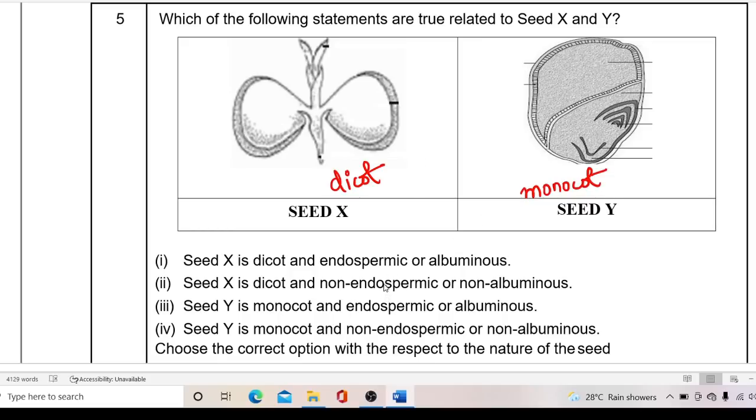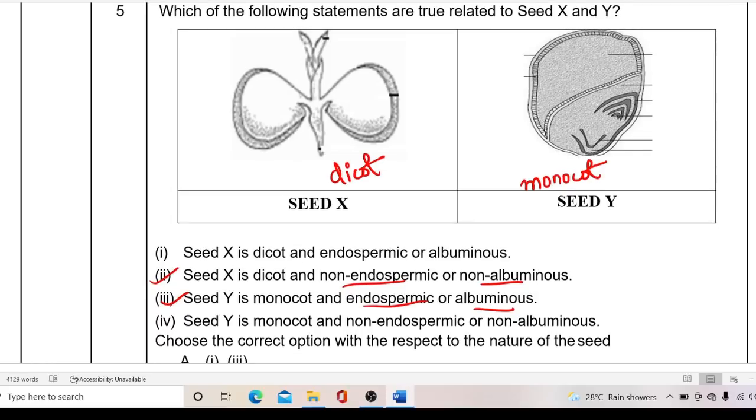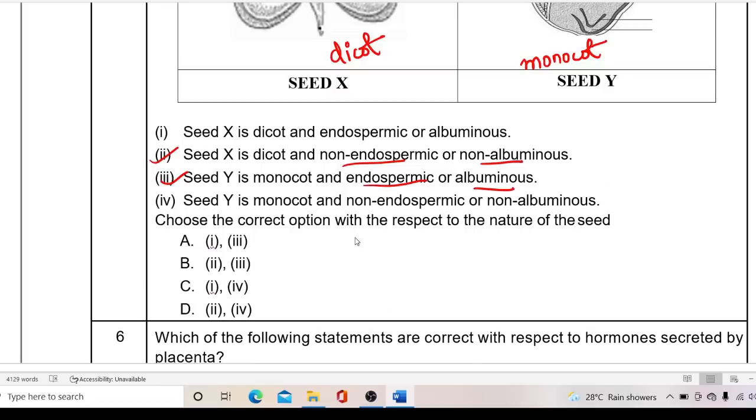And what else we can see here? We can also say that the X seed is non-endospermic and non-albuminous, ठीक है। Whereas when we talk about seed Y, we can see it as endospermic and albuminous. इसमें endosperm भी है और albuminous भी है. So options 2 and 3 would be most appropriate for stating true statements about seed X and Y. So if you see the options given here, option B would be the correct answer, क्योंकि option B second and third statement बता रहा है.